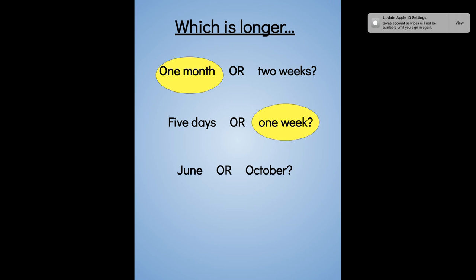How about June or October? Which one is longer? So if we think of our song, 30 days has September, April, June, and November. So we know that June has 30 days. That means October has 31, which means October is longer. Lastly, which is longer, 16 days or 2 weeks? 2 weeks is the same as 14 days, so 16 days is longer.